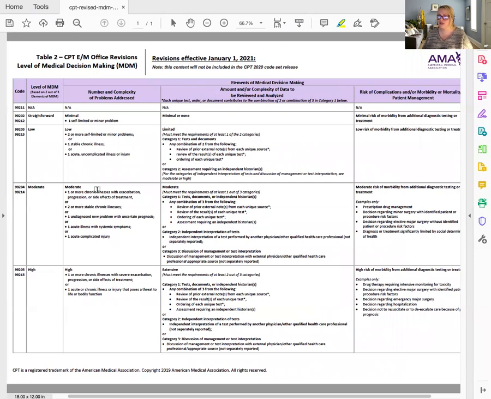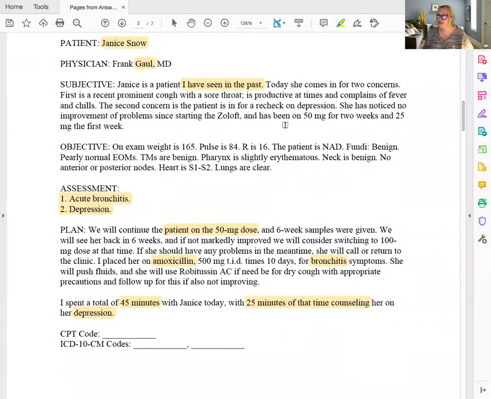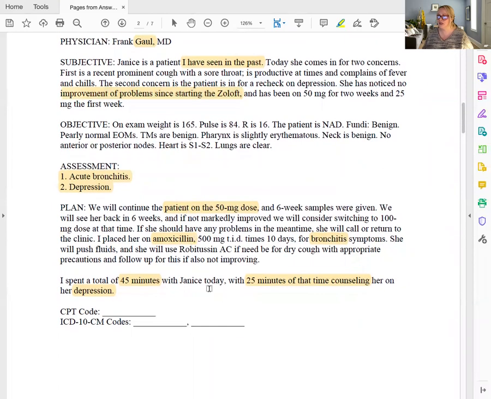For the level of service for Janice, she did have two conditions that were reviewed, one which was acute, uncomplicated, and one which was chronic and not really indicated in the note as unstable. I might look back and see if there's any details indicating that there was some sort of exacerbation or concerns with treatment, but it even said that she noticed no improvement of problems since starting the medication, but it doesn't say that it's progressing or getting worse.